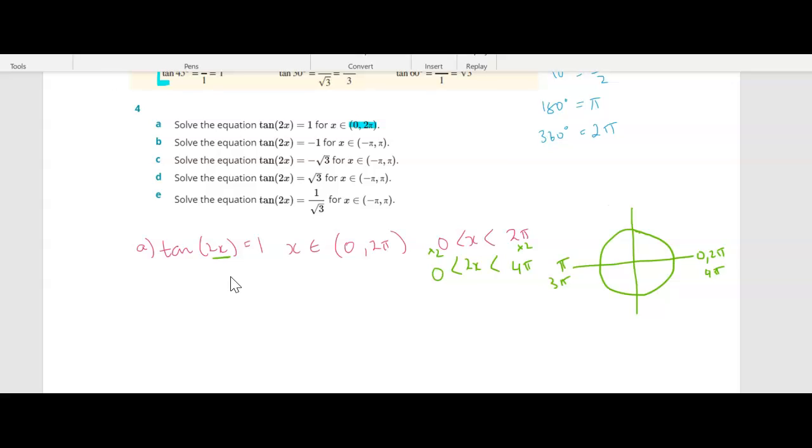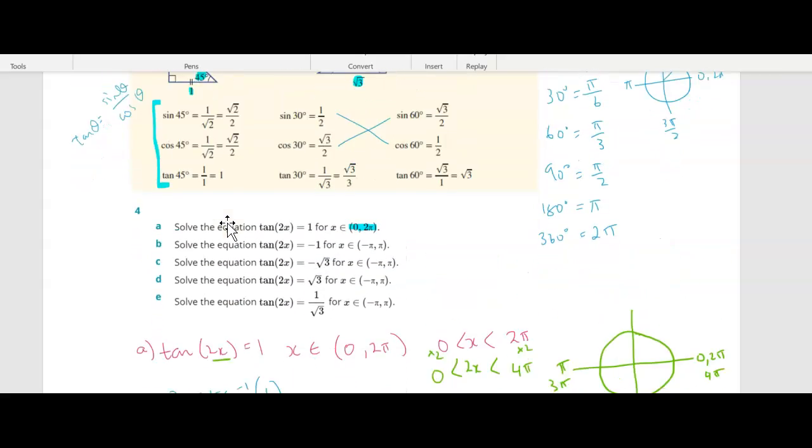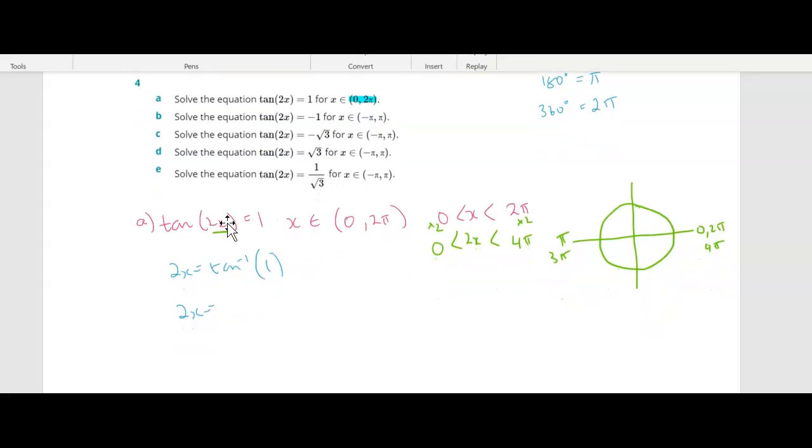So let's solve for 2x. If I just take inverse tan of both sides, 2x is equal to, no, I'm just going to cheat, tan 45 is equal to 1, and I'm not dealing in degrees, so I'm going to write pi on 4. So 2x is equal to pi on 4.